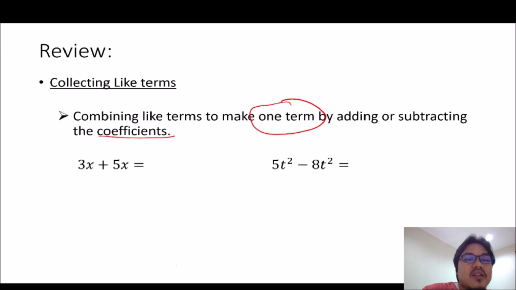The coefficients are 3 and 5. So 3 plus 5 is 8. And then copy the common variable. The common variable is x. So 3x plus 5x is 8x.